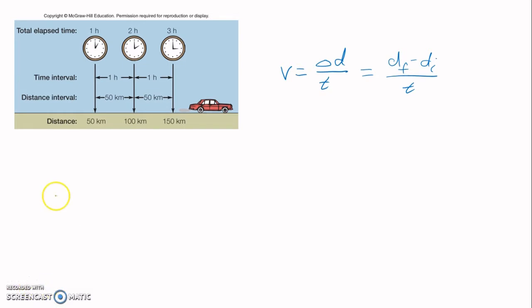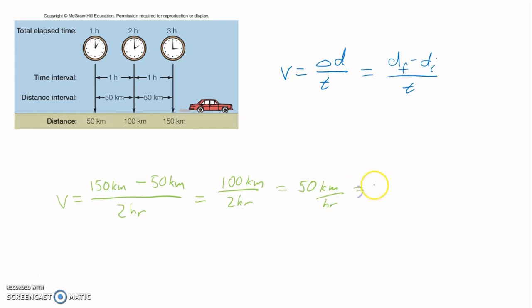So in our calculation, let's put in some real numbers. Our final position is 150 kilometers. Our initial position was 50 kilometers. And the total time it took was 2 hours. Now it's just pretty simple math. Take the top first, do that difference. That gives us a difference of 100 kilometers over 2 hours. 100 divided by 2 would be 50 kilometers per hour. You might see this written more like 50 kph, kilometers per hour.